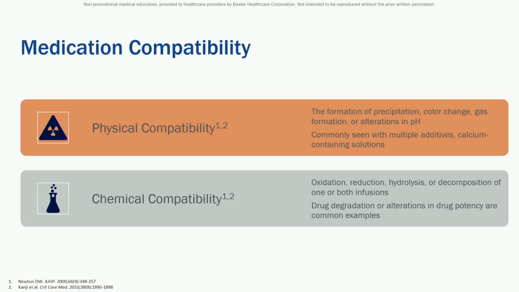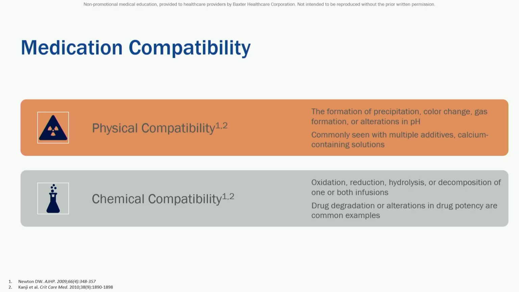There are two different things you have to think about when you're talking about medication compatibility. Physical and chemical compatibilities both play in. A lot of our medications on the market are weak acids and weak bases, so they're at high risk of different acid and base reactions over time. And what we have to think about from a physical compatibility perspective is precipitation, color change, gas evolution, and alterations in your pH.